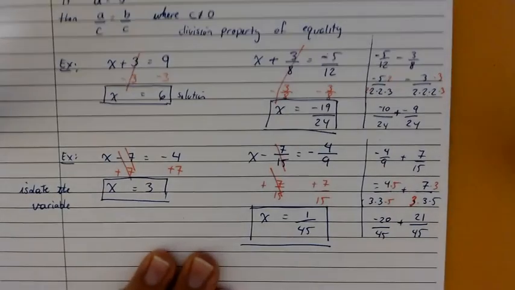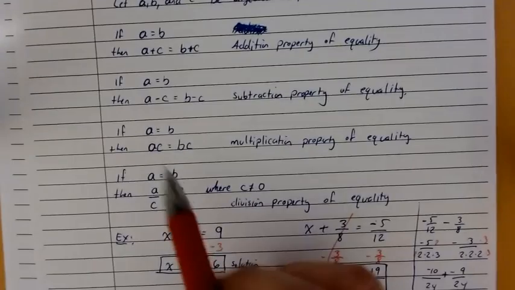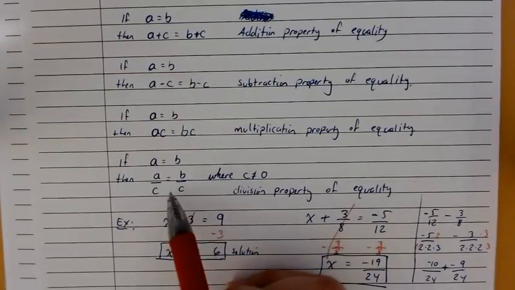Let's look now at some examples of using multiplication and division with the restriction in mind that division by 0 is not allowed.